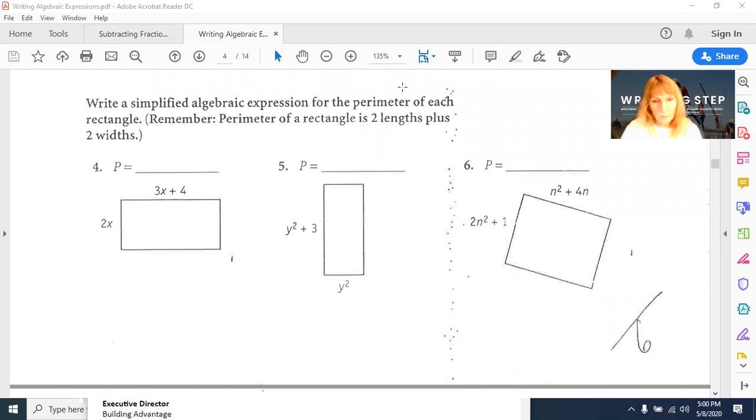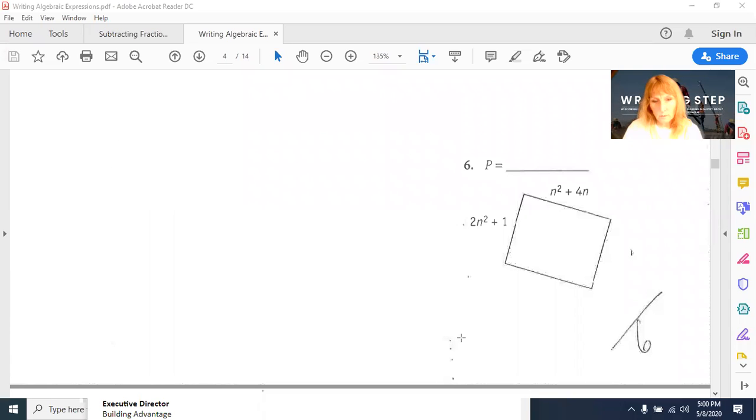I think I'll make a little bit of white space here so we can get rid of some of this and just focus on number 6. Okay, we want to find the perimeter of that rectangle. Well, they're giving us this side and this side, but they're not giving us this side and this side. So how do we know what those are?